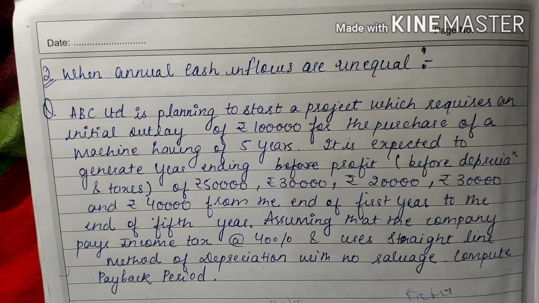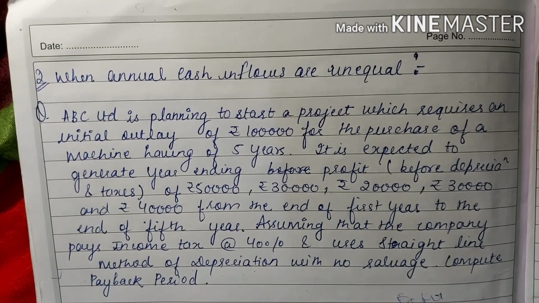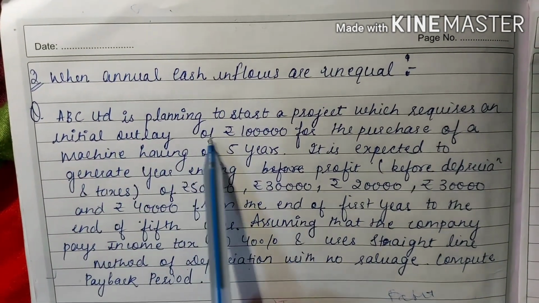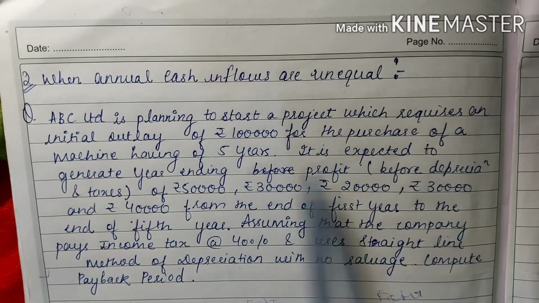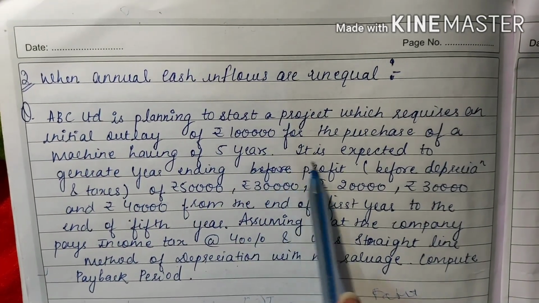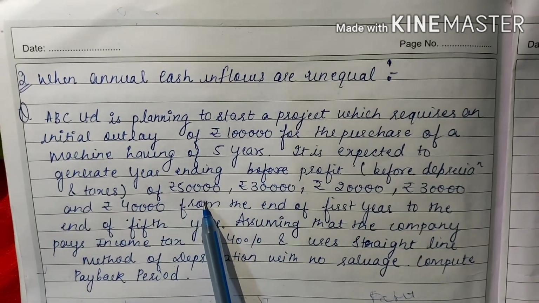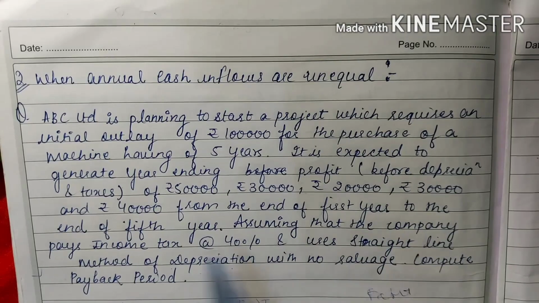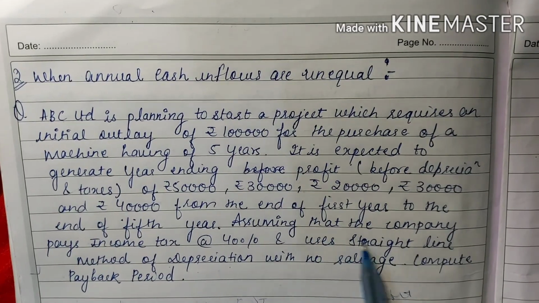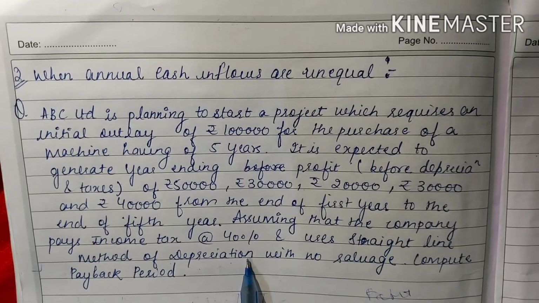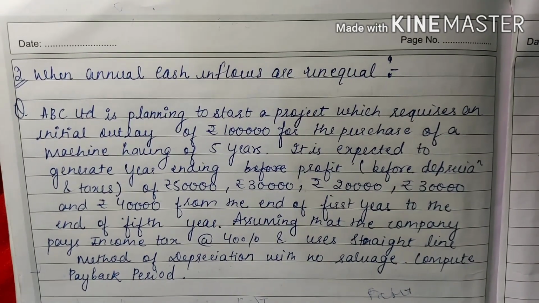The second method of calculating the payback period is when the annual cash inflows are unequal. So let's solve a question based on it. ABC Limited is planning to start a project which requires an initial outlay of rupees 1 lakh for the purchase of a machine having a life of 5 years. It is expected to generate year-ending profit before depreciation and taxes of rupees 50,000, 30,000, 20,000, 30,000 and 40,000 from the end of the first year to the end of the 5th year. Assuming that the company pays income tax at the rate of 40% and uses the straight line method of depreciation with no salvage, compute payback period.